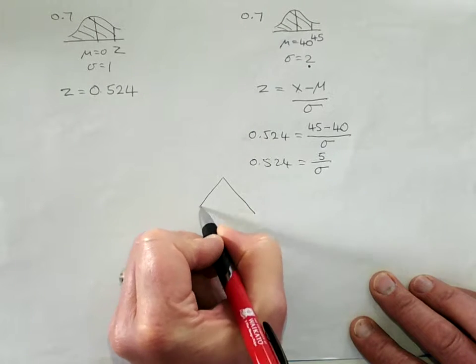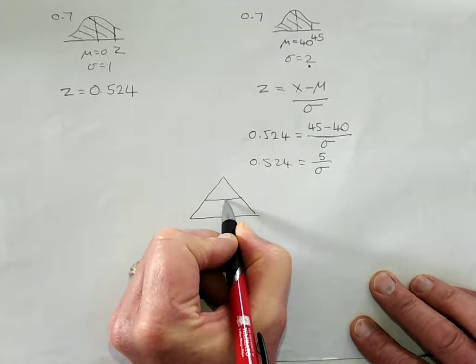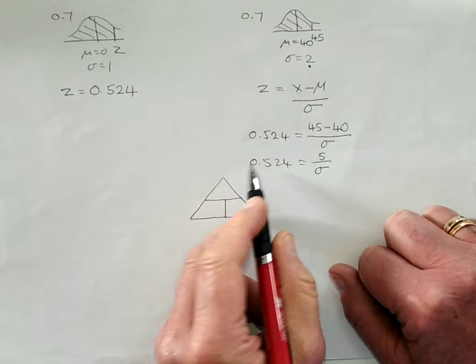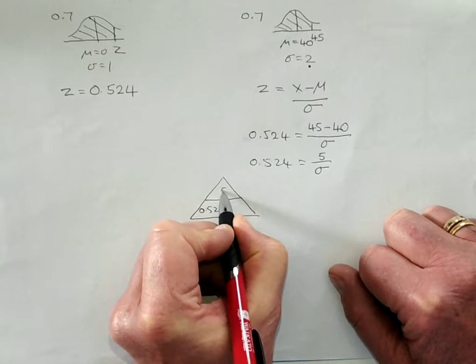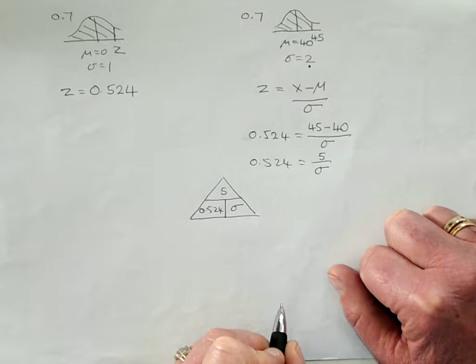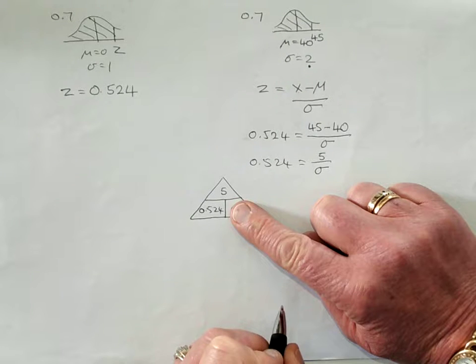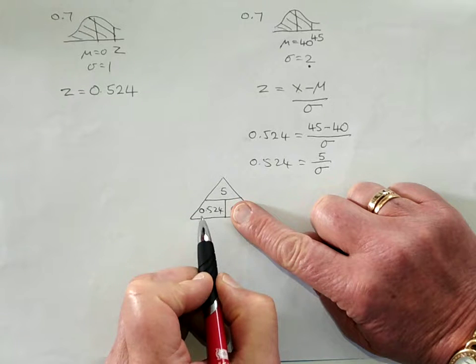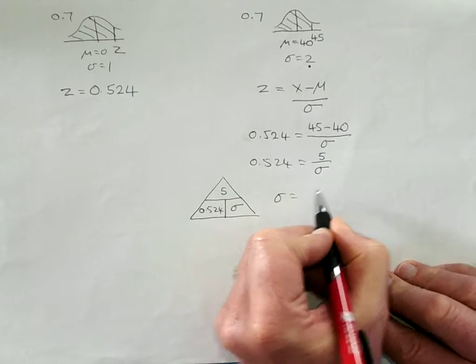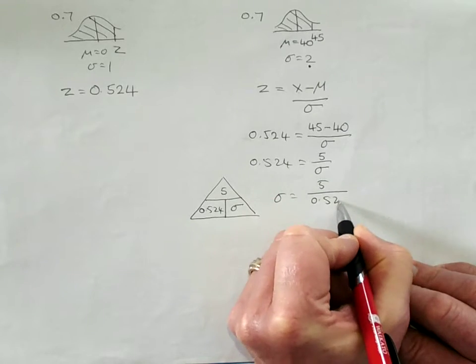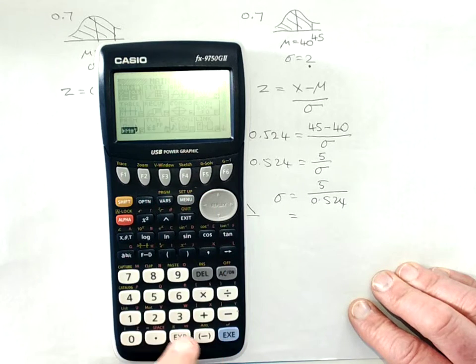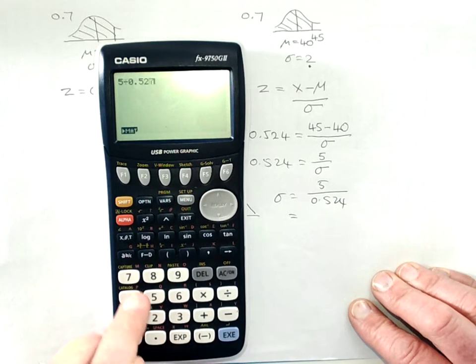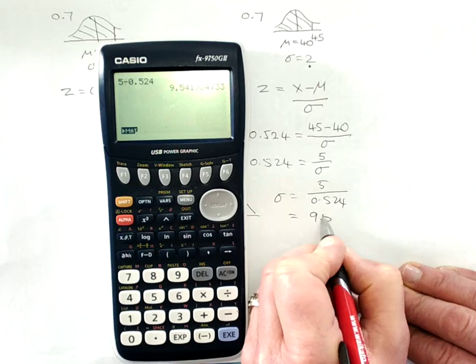Now you might want to use a formula triangle just to help you work out what calculation to do next to work out what sigma is. Filling into this formula triangle, 0.524 is equal to 5 over sigma. So now we can find sigma by putting our finger over it, doing 5 divided by 0.524. So we know that sigma is going to be 5 divided by 0.524. And so the value of the standard deviation is 9.54.